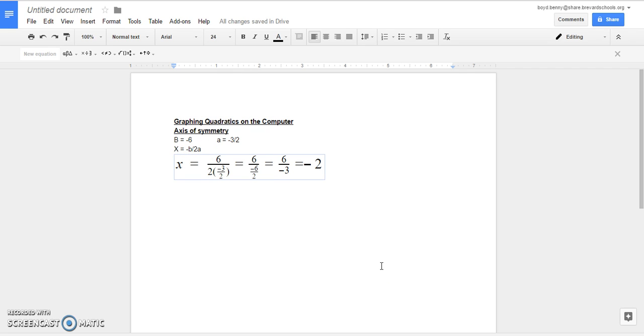Okay guys, so I paused the video, went ahead and typed in the work for finding the axis of symmetry. So here I've substituted negative 3 over 2 for the a variable, and I've substituted positive 6, because it's the opposite of b, for the numerator. Then I simplified my denominator. So 2 times negative 3 over 2 is negative 6 over 2, which simplifies down to negative 3, and 6 divided by negative 3 is negative 2. Now, this becomes the x part of my vertex.